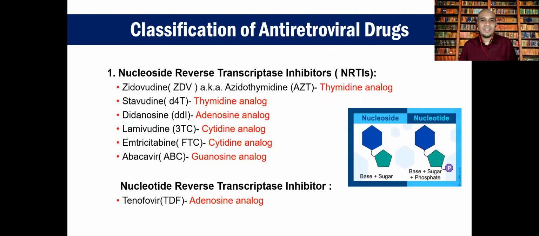The first group is the nucleotide or nucleoside reverse transcriptase inhibitors, or in simple form, we call it NRTI. Actually, the difference between nucleotide and nucleoside depends on their phosphate structure. However, in general, they are the analog of purine or pyrimidine bases that make up the RNA chain. For nucleoside reverse transcriptase inhibitors, the examples are zidovudine, a thymidine analog, stavudine, a thymidine analog, didanosine, an adenosine analog, lamivudine, a cytidine analog, emtricitabine, a cytidine analog, and abacavir, a guanosine analog. And for nucleotide reverse transcriptase inhibitors, tenofovir, which is an adenosine analog.